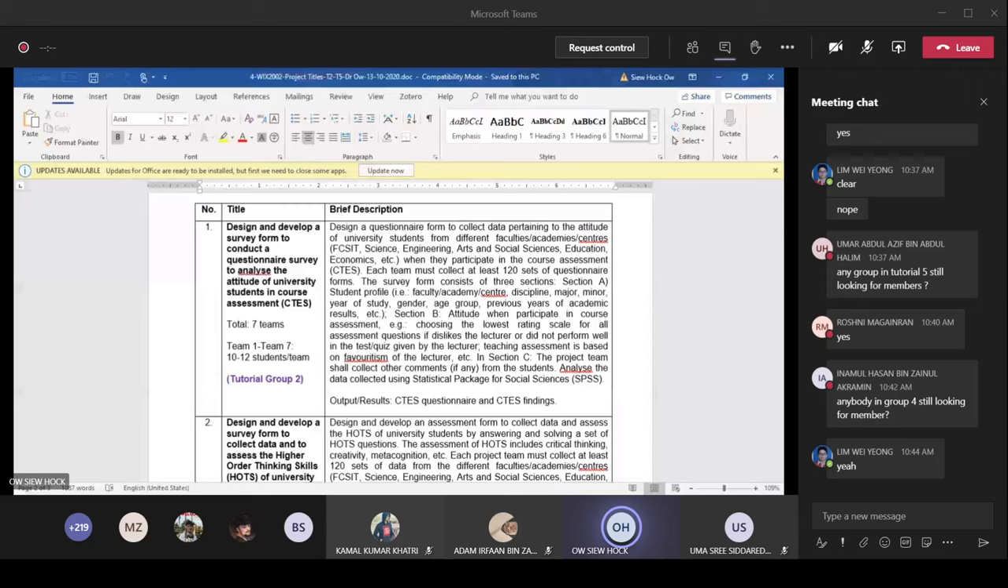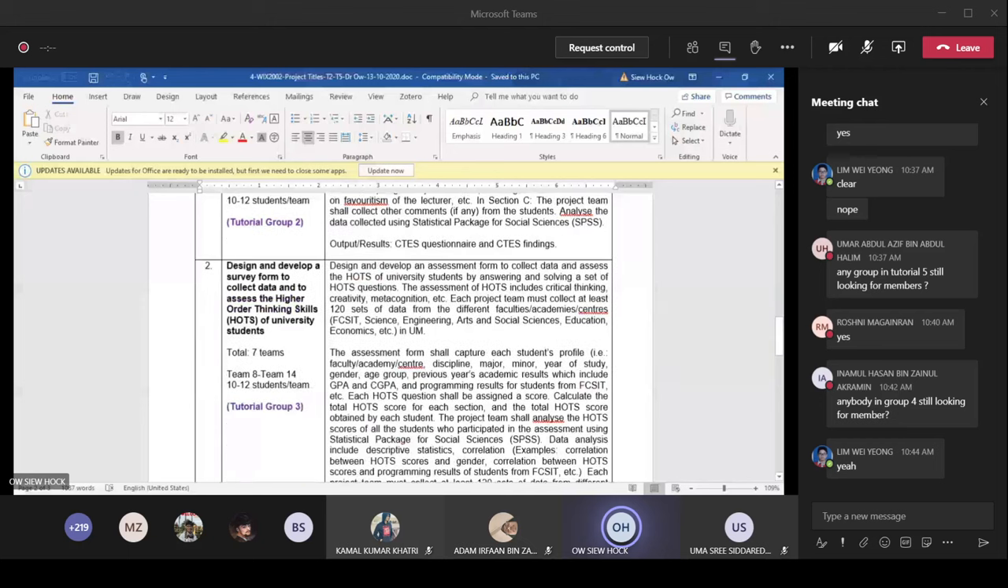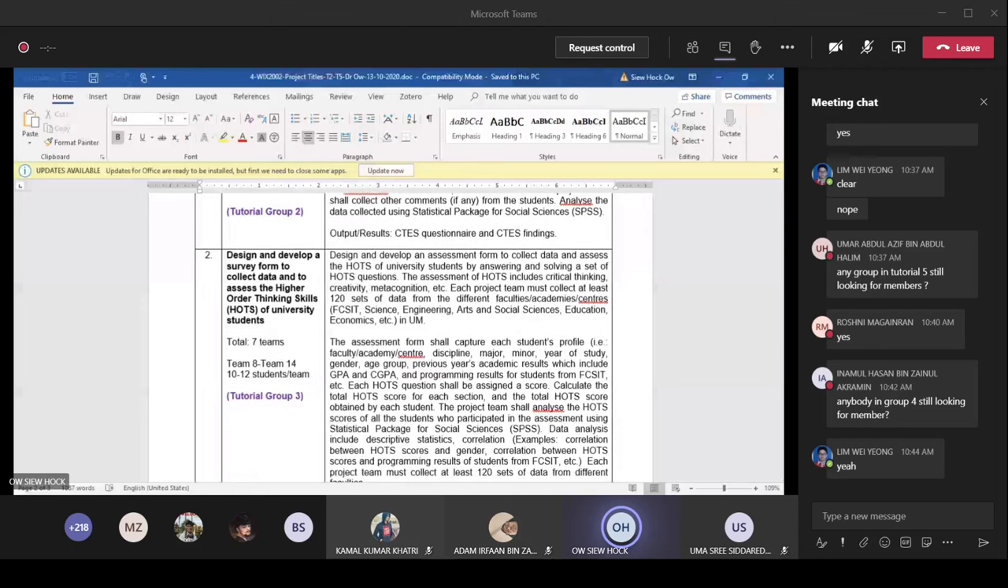Understand? Okay, tutorial group 2, you can go and read the contents and description here. For tutorial group 3, you have been assigned to design and develop a survey form to collect data and to assess higher order thinking skills, short form called HOTS, of university students. Again, you can also read the description.